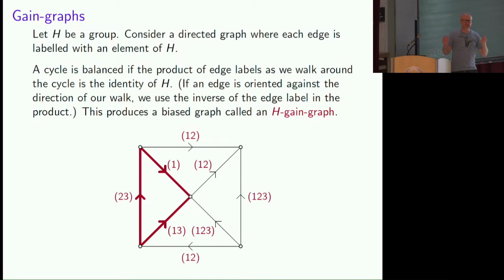Okay, so far we have biased graphs, which are graphs with a distinguished collection of balanced cycles, and we have gain graphs. These are the biased graphs that arise from group labelings. And if I want to be specific about the group, I will say that this is an H-gain graph. So the pattern of balanced and unbalanced cycles arises from labeling with elements from the group H.